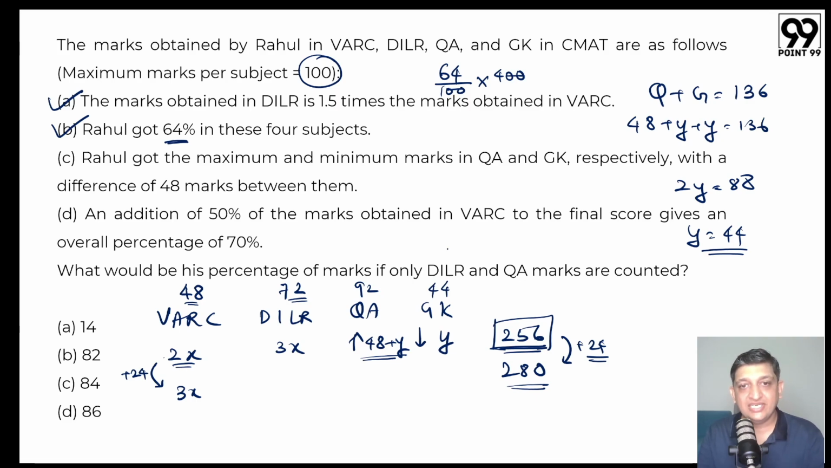What would be his percentage if only DILR and QA marks are counted? So if you just count DILR and QA, you are going to get 72 plus 92, that is 164 marks. And if you are getting 164 marks here out of the 2 subjects that we have, so 164 out of 200 is going to give you a percentage of 82, and that's why the correct answer to this particular question is option B, that is 82%.